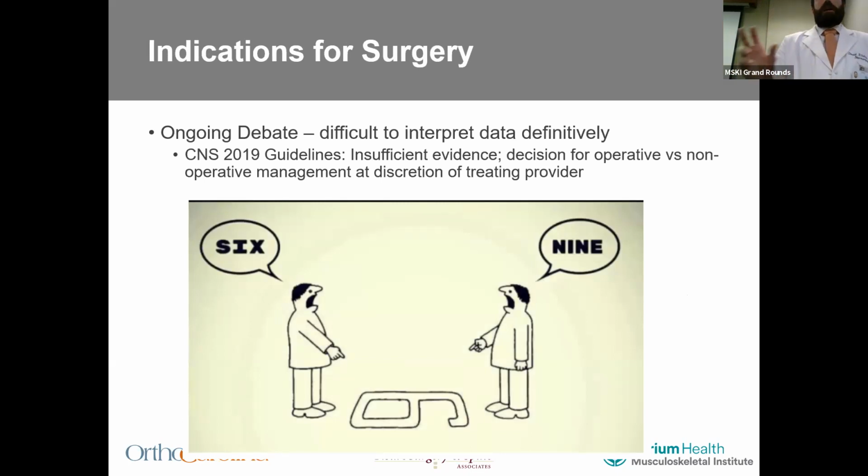So for these gray area fractures, there is a significant amount of debate on what we should do with them. It's often difficult to interpret the data, and it sometimes conflicts. The Congress of Neurological Surgeons tried to come up with guidelines in 2019 about how to manage these fractures, and they even said there's insufficient evidence. They basically said that you need to decide on your own, at your best discretion, between operative versus non-operative management for these fractures.